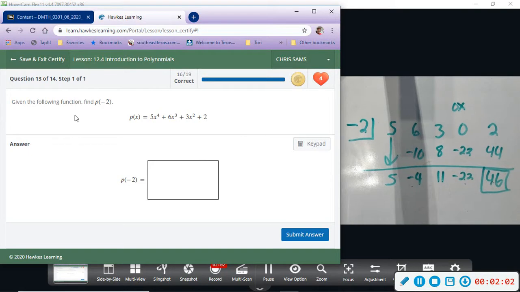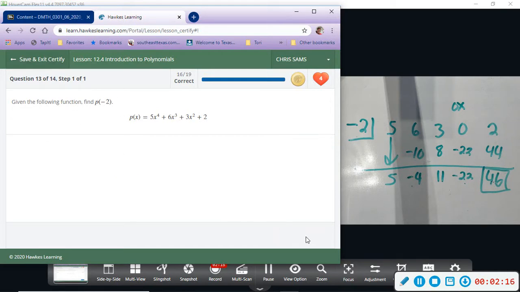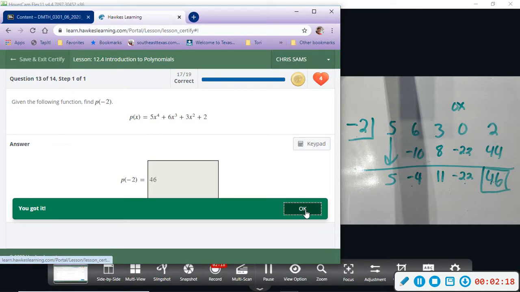It's pretty nice just to multiply and add all the way across and get there pretty quick, versus raising something to the 4th power, 3rd power, 2nd power. It might take a little bit of time there, but we get 46 by plugging in -2. And this is a look ahead at synthetic.